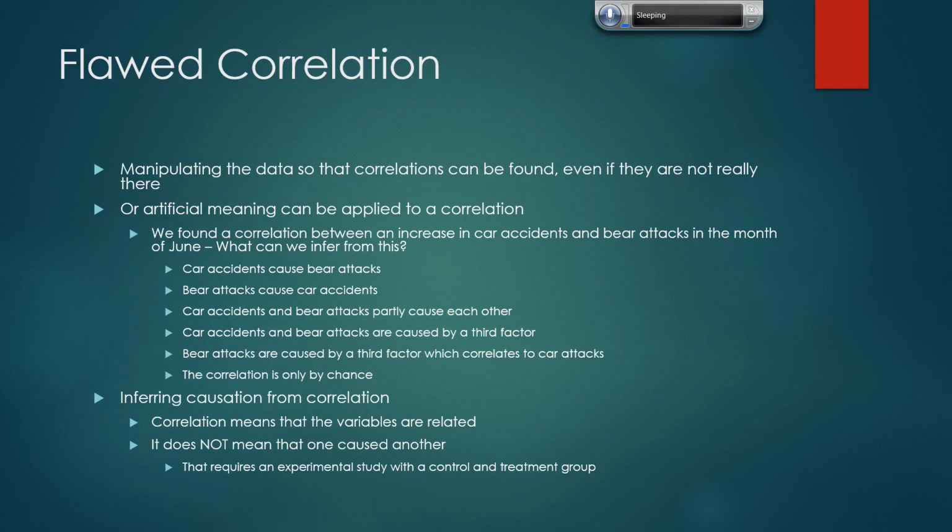So assume that we found a correlation between an increase in car accidents and bear attacks in the month of June. So what does that mean? Okay, well, does it mean that car accidents cause bear attacks? Probably not. Does it mean that bear attacks cause car accidents? Probably not again. And we'll come back to why those are fundamental problems with those first two. Does it mean that car accidents and bear attacks partly cause each other? Probably not. Does it mean that car accidents and bear attacks are caused by a third factor? That's a possibility because that third factor could be population increase. And the more people there are, the more car accidents, and the more people there are in an area, perhaps the more bear attacks. So that's a possibility that we can investigate. Bear attacks are caused by a third factor, which correlates to car accidents. Also a possibility we could investigate, with the third factor being population growth. Or it could be the sixth one.